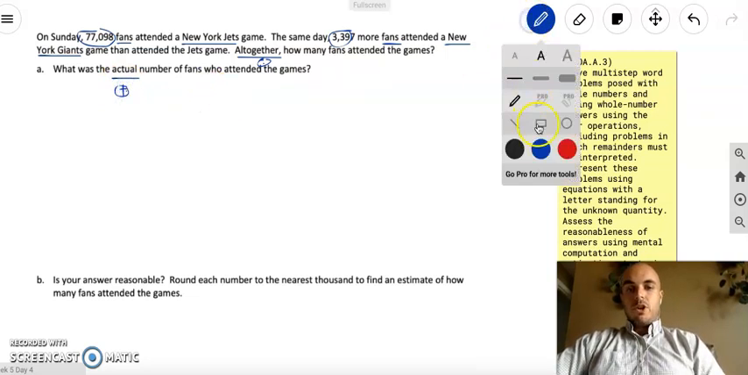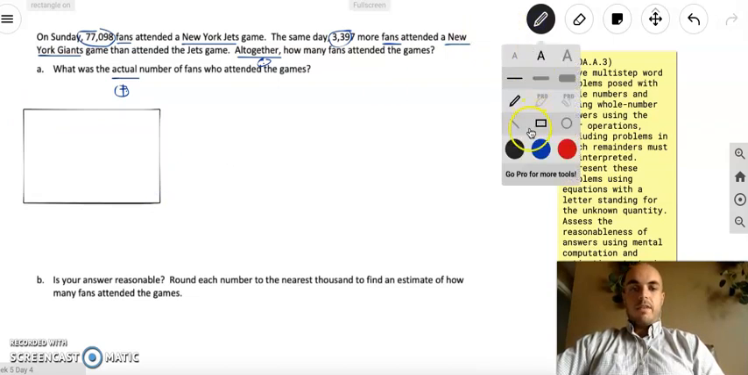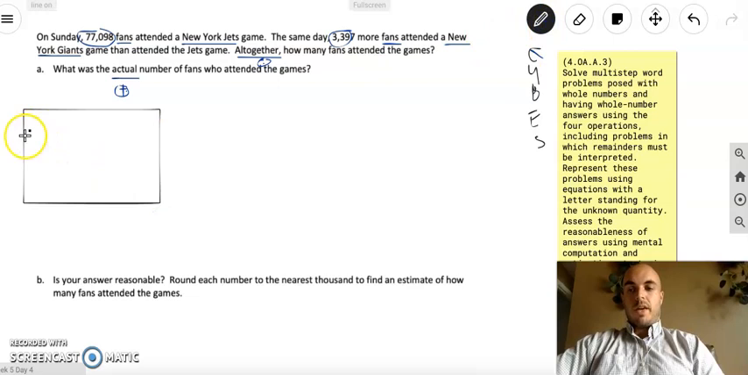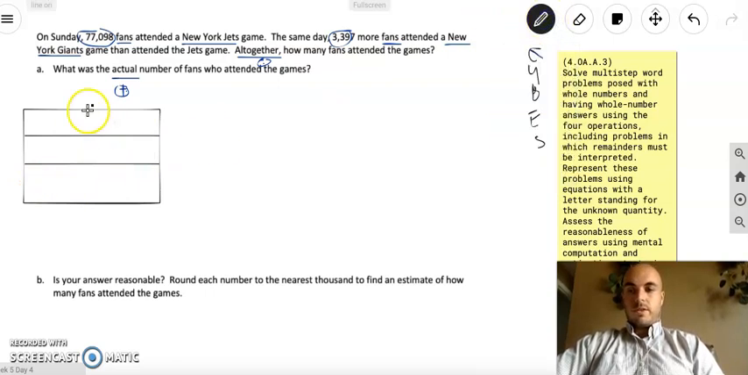All right, so I'm going to build a chart for this, as you might have guessed already, to organize our information. I'm going to build it longer because we have three parts. We have, of course, the Jets, the Giants, and our total. Let's put this down here in the middle. Let's label it. So we have Jets, Giants, and total.